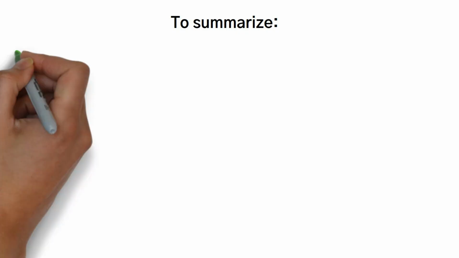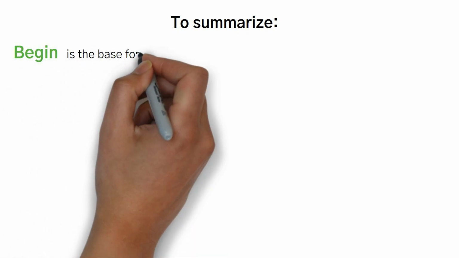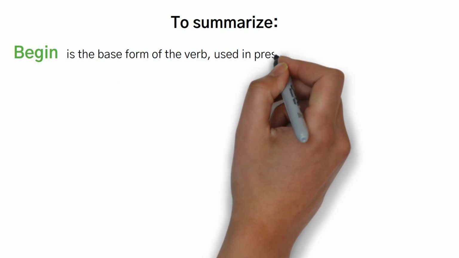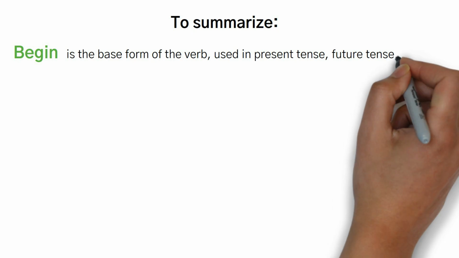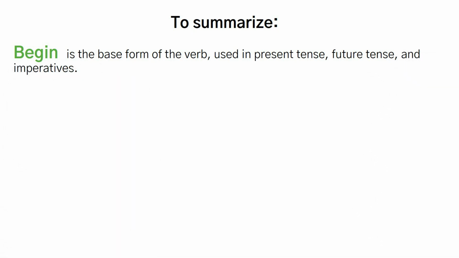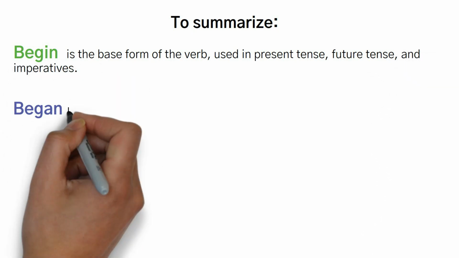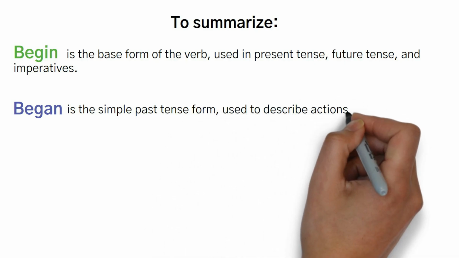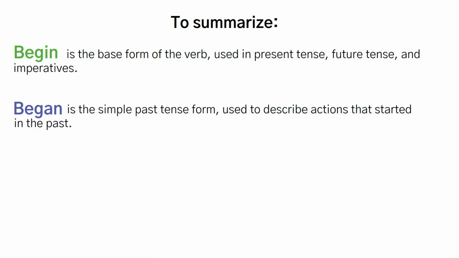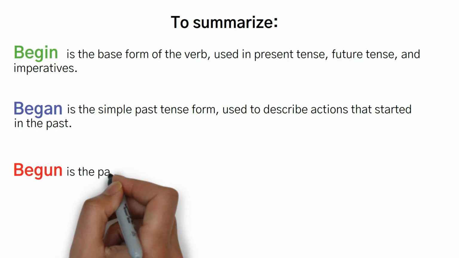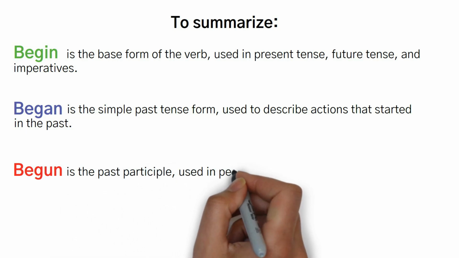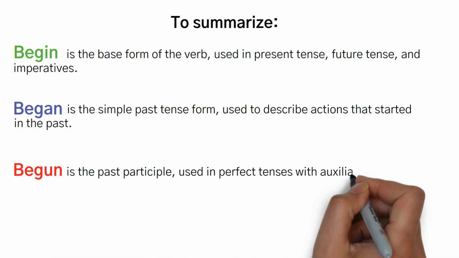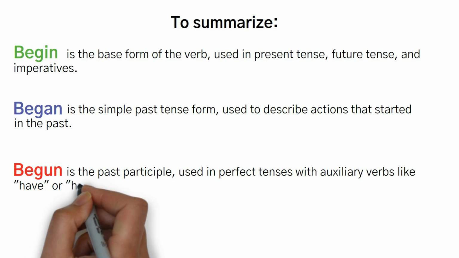To summarize, begin is the base form of the verb, used in present tense, future tense, and imperatives. Began is the simple past tense form, used to describe actions that started in the past. Begun is the past participle used in perfect tenses with auxiliary verbs like have or had.